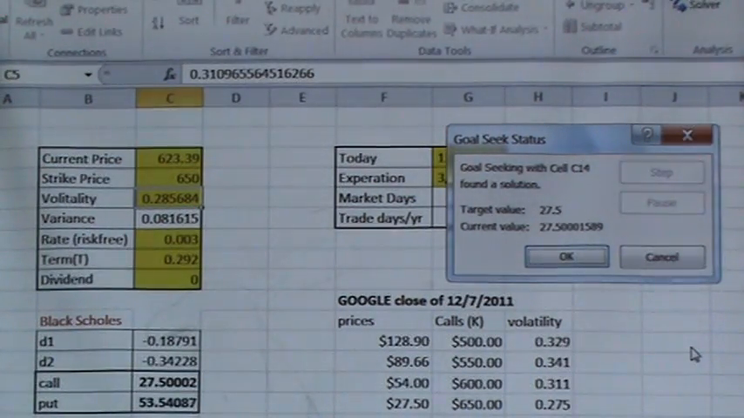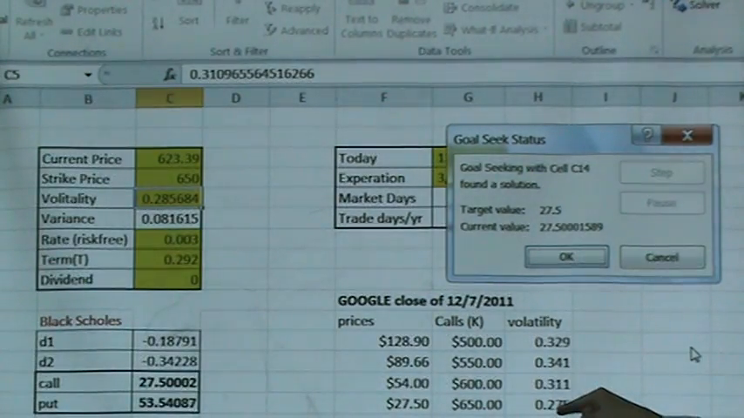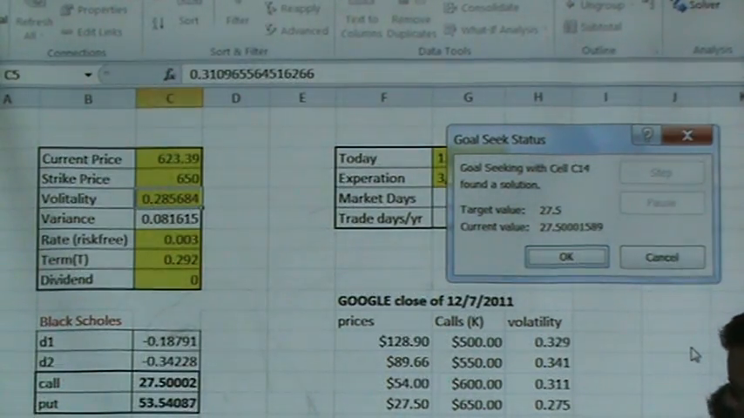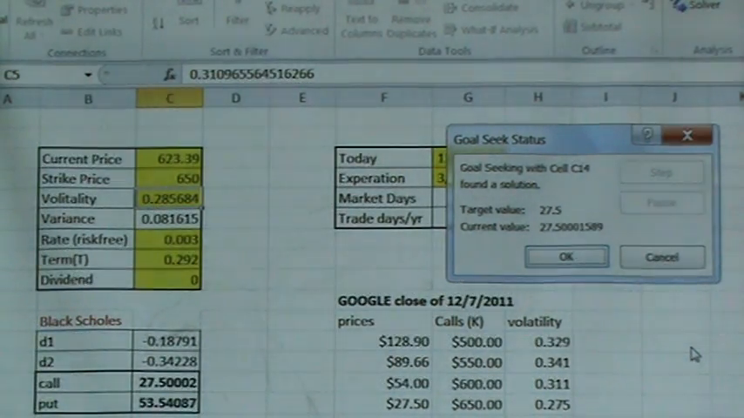So now here's an interesting question. Would you expect, since they're all March, they all expire in the middle of March, I'm just using different strike prices, what would you expect the volatilities to be in connection with each other?